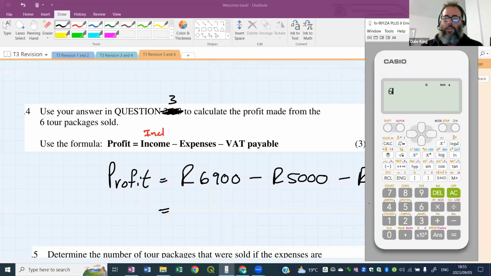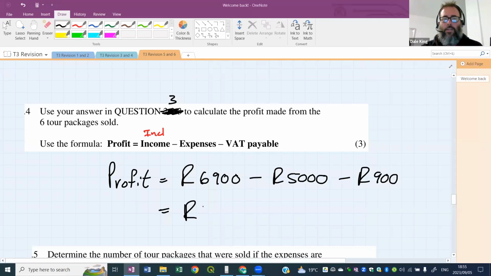Now, let's do this all together. So 6,900 minus 5,000 minus 900. That'll give us 1,000 Rand profit. Yes, so we got that. Good question. Why did I put 6,900? I'll tell you why. Because this equation says that we've got to account for VAT.